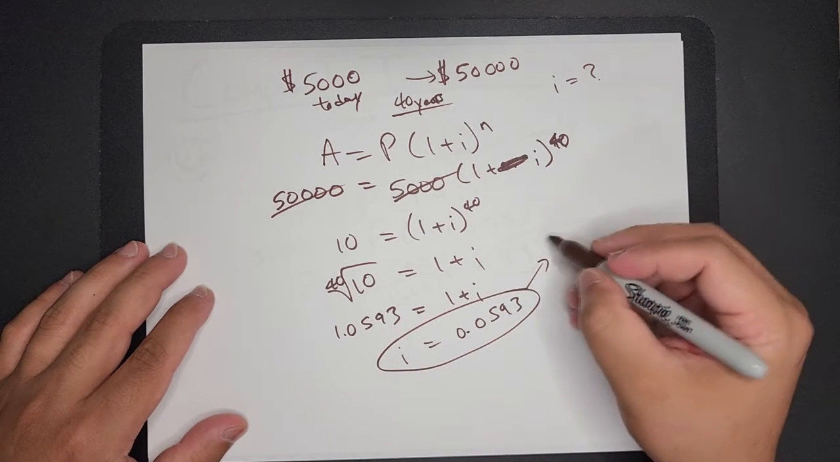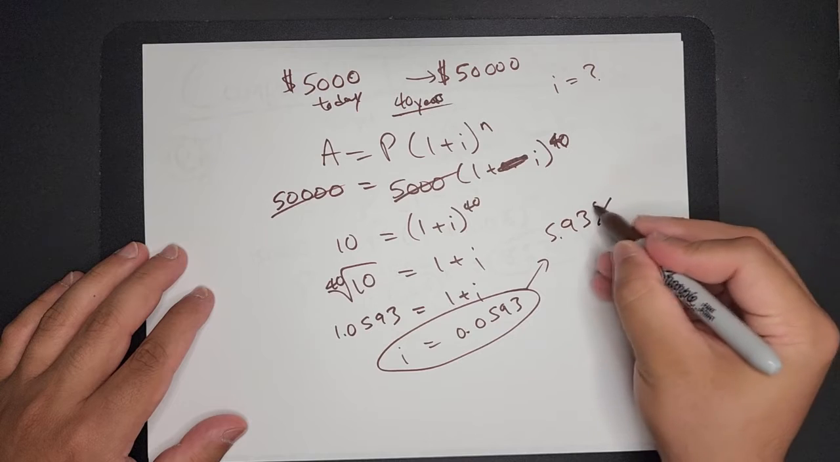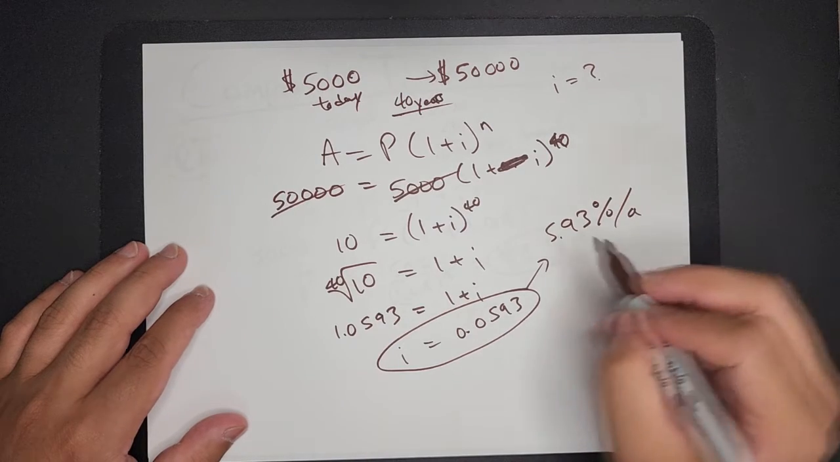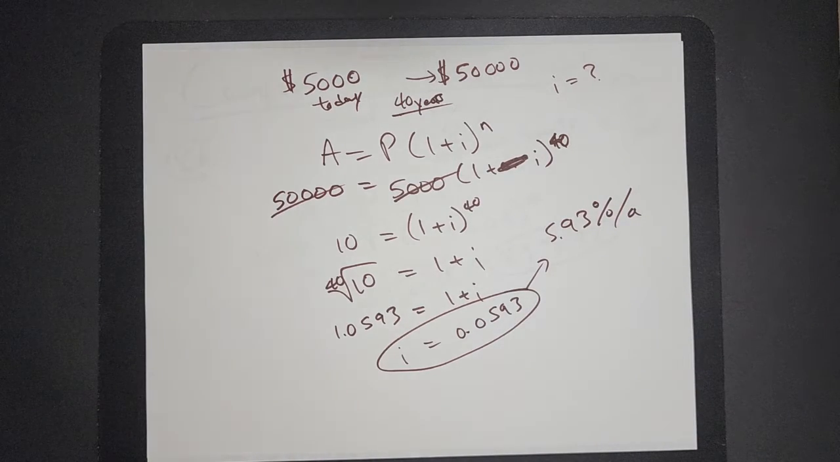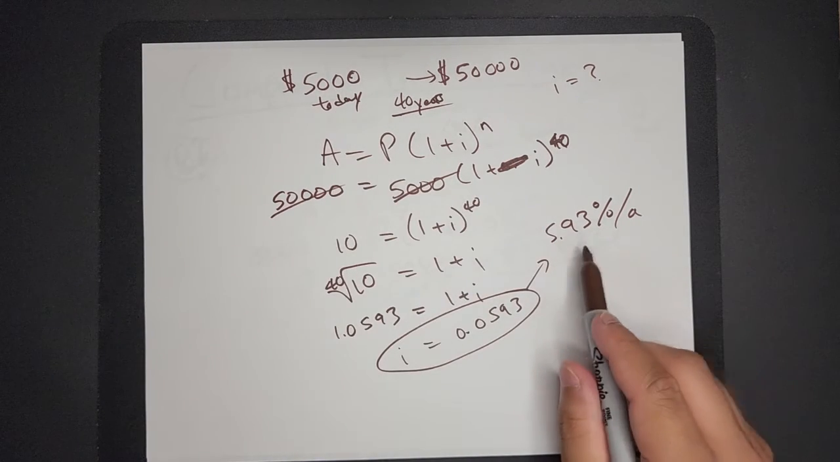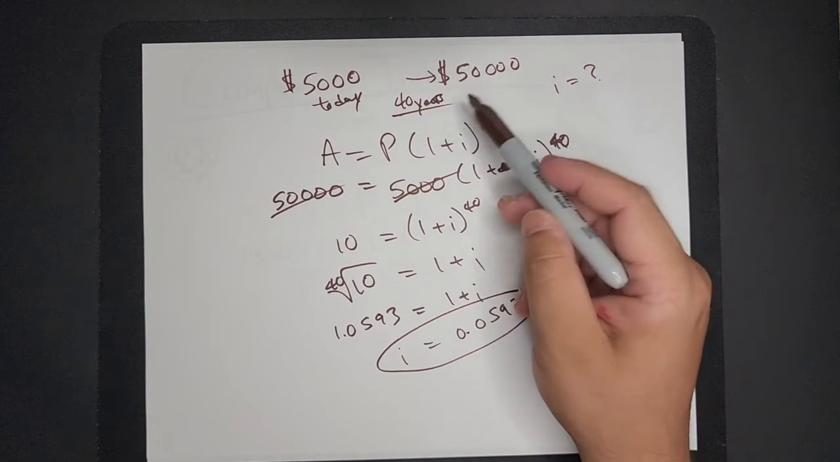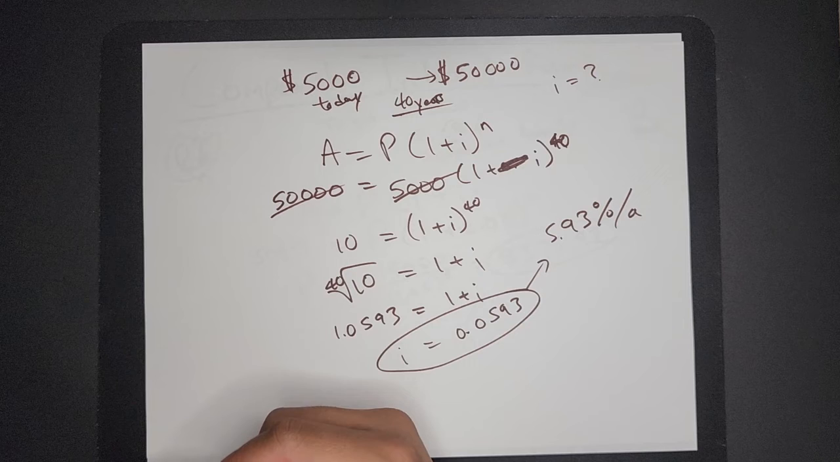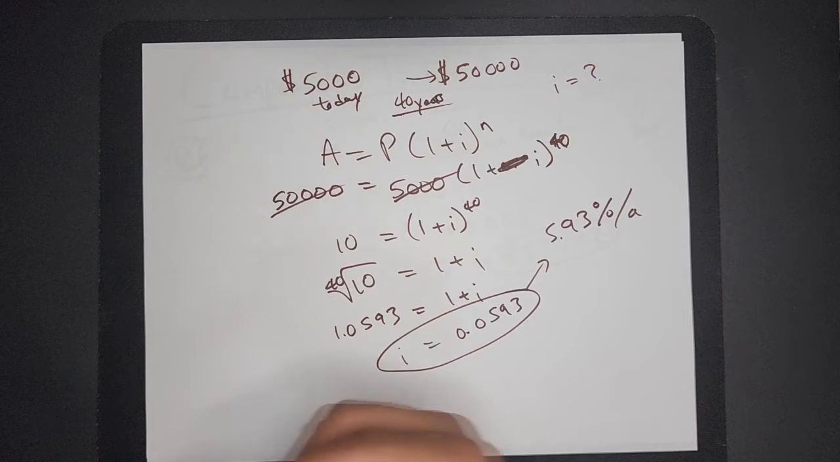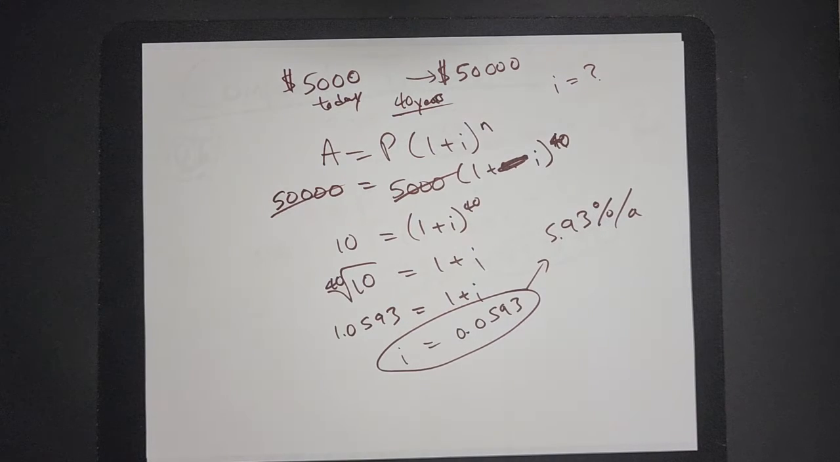And this is the same as saying 5.93%. And there you have it. In 40 years, $5,000 today at 5.93% compounded yearly will get you 50 grand, which doesn't really seem like much. But yeah, I guess we could learn one more thing here.